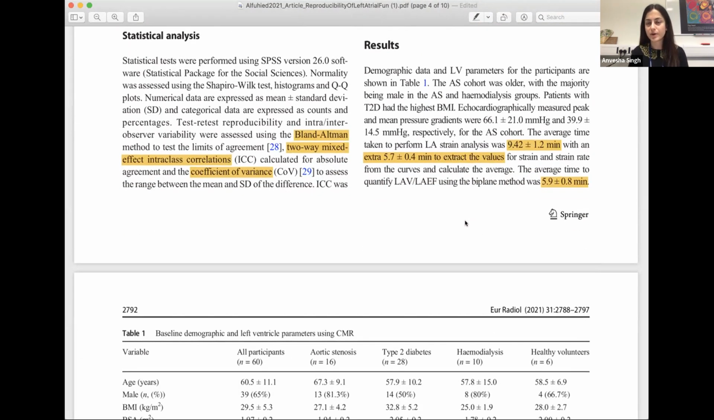The first important point was that the overall time taken for the volumetric assessment was about half that of the strain assessment. So the mean average time was about 6 minutes for volumetric and emptying fraction. The actual contours took about 9.5 minutes for the strain curves, but then there was an additional 6 minutes to actually extract the different phasic function. And this is why the total time was around 15 minutes.